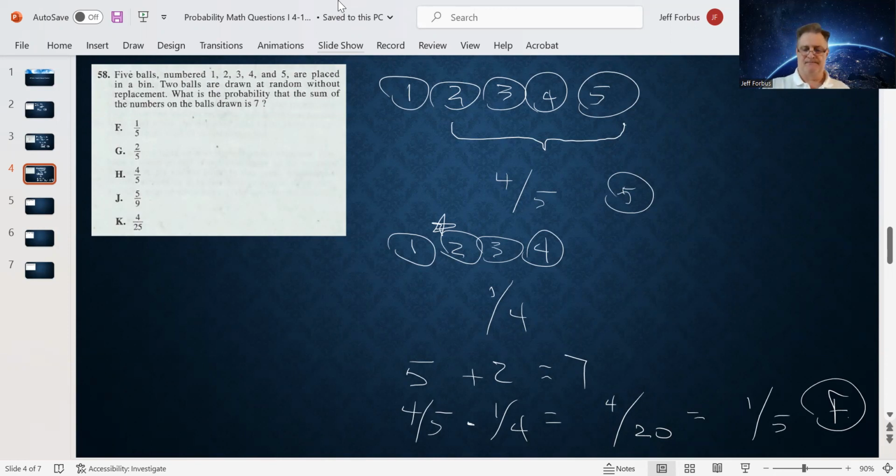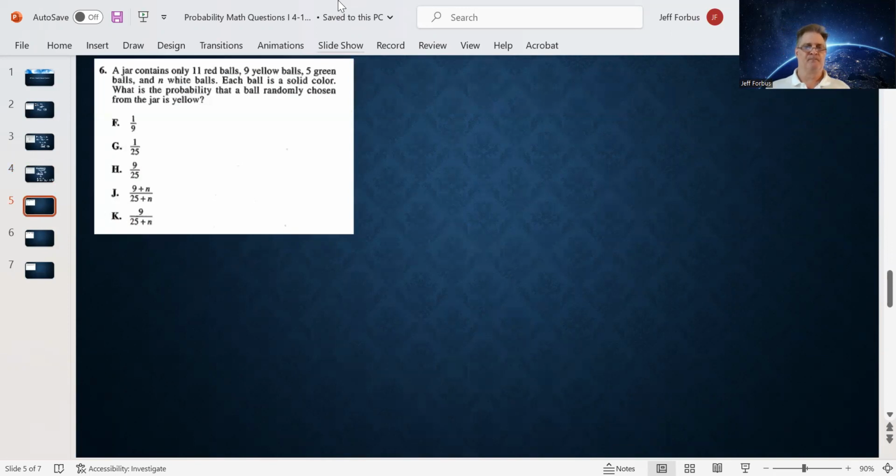Let's go to the next question. A jar contains 11 red balls, 9 yellow balls, 5 green balls, and N white balls. Okay, so let's do this. Let's say R for red. That's going to be 11. Y for yellow. That's going to be 9. G for green. That's going to be 5. And N white ball. So W for white. And we don't know the number, but we're going to use the letter N.